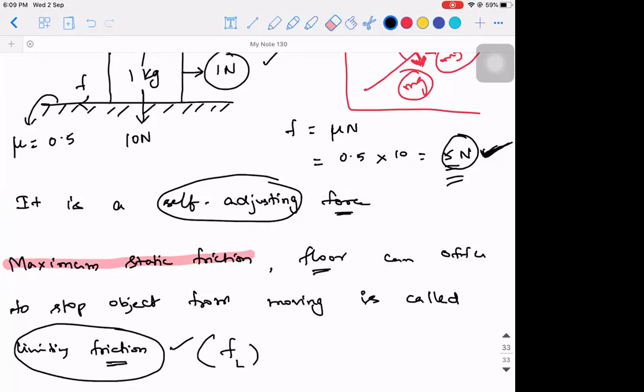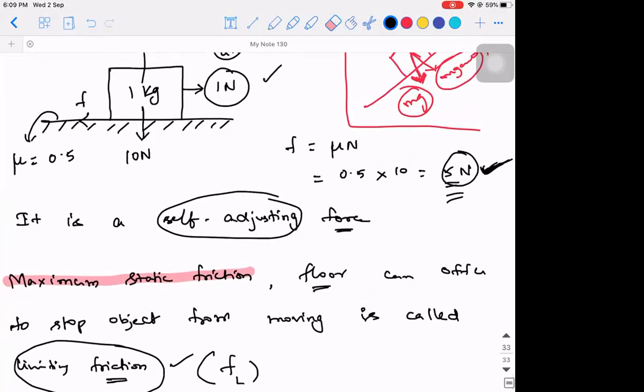Now, one important question: is static friction self-adjusting or limiting friction self-adjusting? Static friction is self-adjusting, because limiting friction is only one value. It cannot adjust because limiting friction is the maximum value. It is a single value. So the mathematical relation is: limiting friction is greater than or equal to static friction. This is the last point for today's topic.